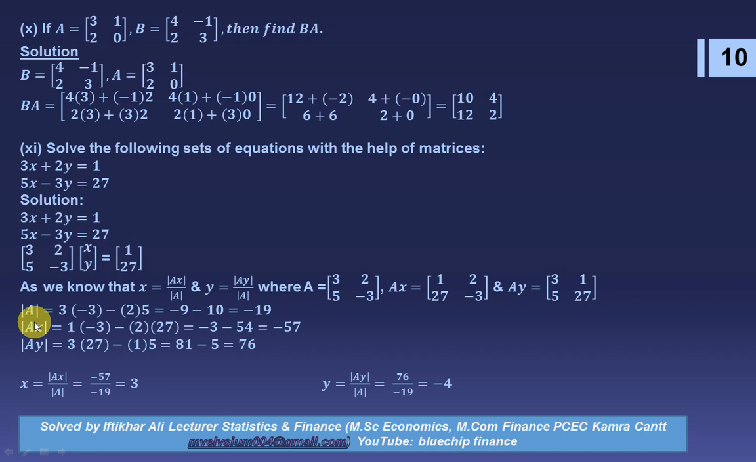For the x determinant, simple, we just take this column and place it here and take the determinant. So it will be equal to 1 multiplied by minus 3 minus 2 multiplied by 27, that is equal to minus 57. After that, we just take this column from here and place it here and take the determinant. So 3 multiplied by 27 minus 1 multiplied by 5 equals 76. Just put all these values into these two formulas for x and y and solve it. So x will be equal to 3 and y will be equal to minus 4.